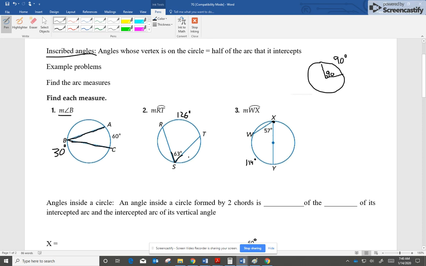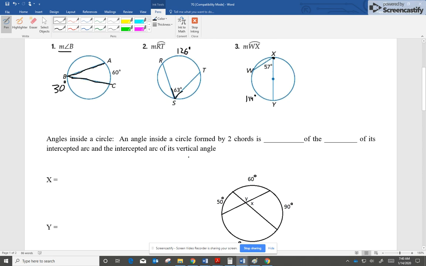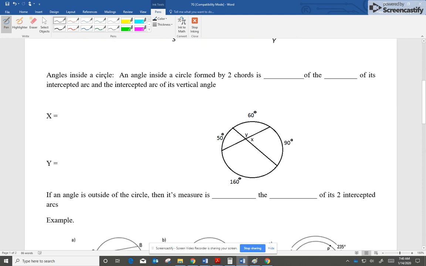Next, if I have an angle that is on the inside of a circle, formed by two chords, it's going to be half the sum of the intercepted arc and the intercepted arc of the vertical angle. So if I'm looking at angle X right here, the vertex is inside the circle, but it's not at the center.